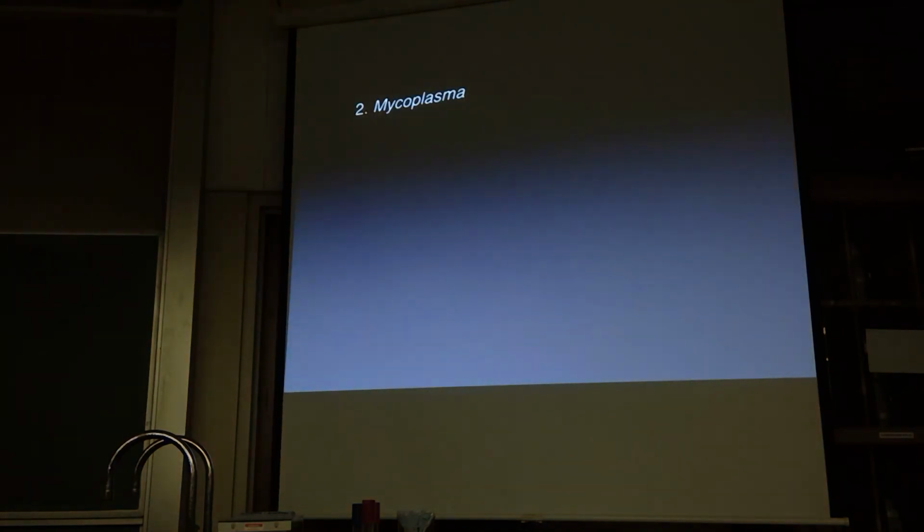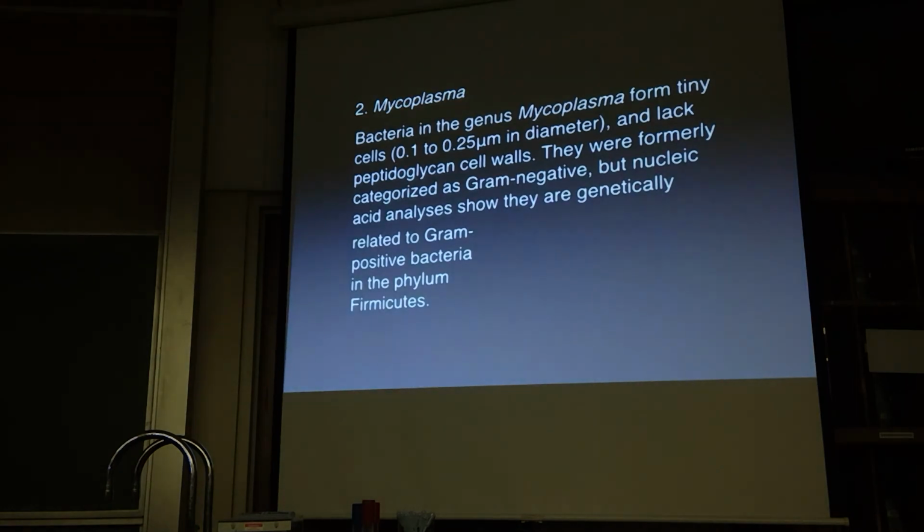Okay, next genus, Mycoplasma. Again, we're in the phylum Firmicutes. These are gram-positive. Mycoplasma are tiny little bacteria. So look at the size on that, 0.1 to 0.25 microns in diameter. You couldn't see those things with a light microscope. They're just too little.